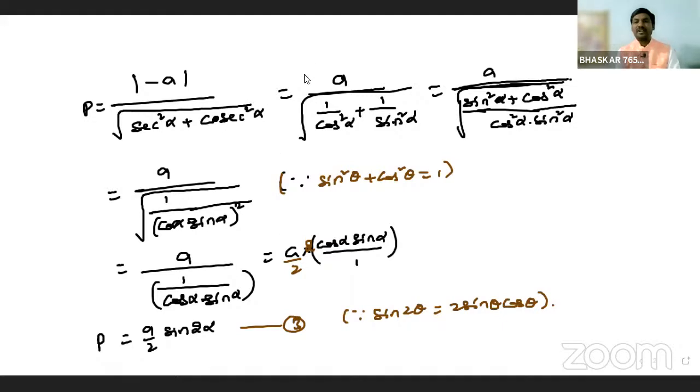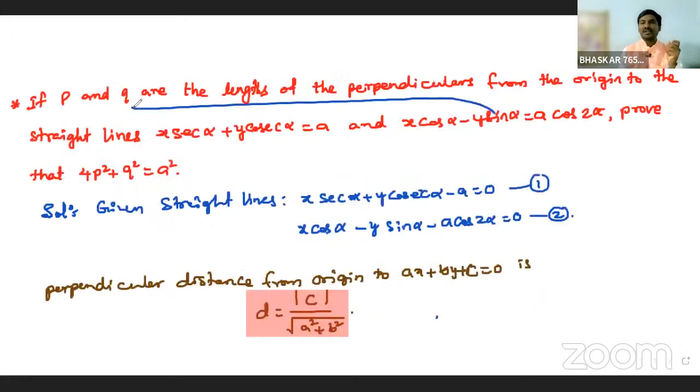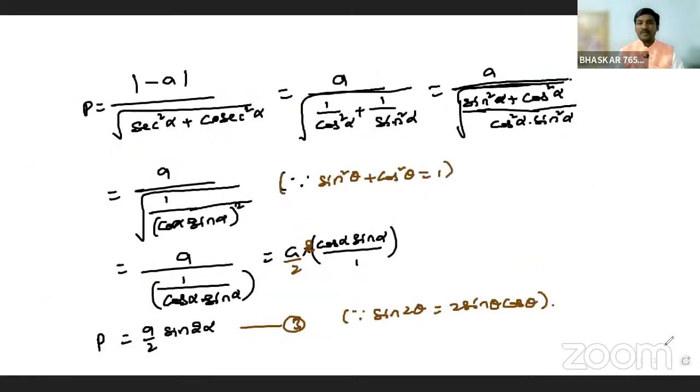This is the p value. Now what do we want? We want q now. q is the perpendicular distance from the origin to the second line, that is x cos alpha minus y sin alpha is equal to a cos 2 alpha.